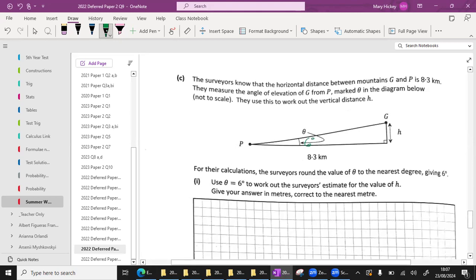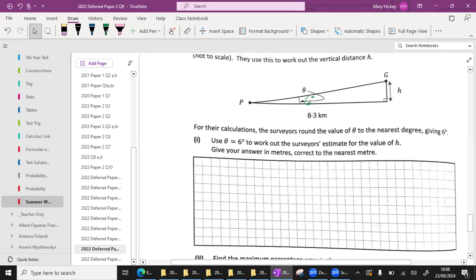Now, straight away, I can see this is a right angle triangle. So things like Pythagoras and trigonometric ratios are coming to mind. So let's read the question. Use theta is equal to 6 degrees to work out the surveyor's estimate for the value of h. Give your answer in meters, correct to the nearest meter. So I can't use Pythagoras because I only have one side, so I need to use my ratios.